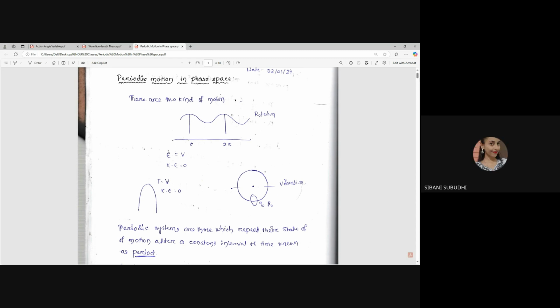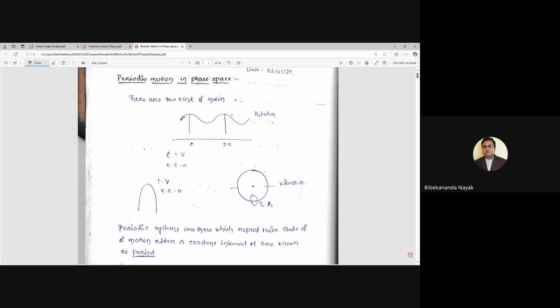Periodic motion is the motion which repeats itself after a regular interval of time, a constant time period. So if you plot, actually there are two kinds of plot, the motion plot.